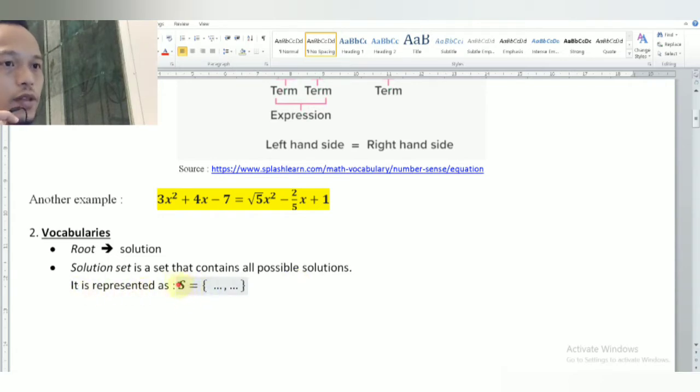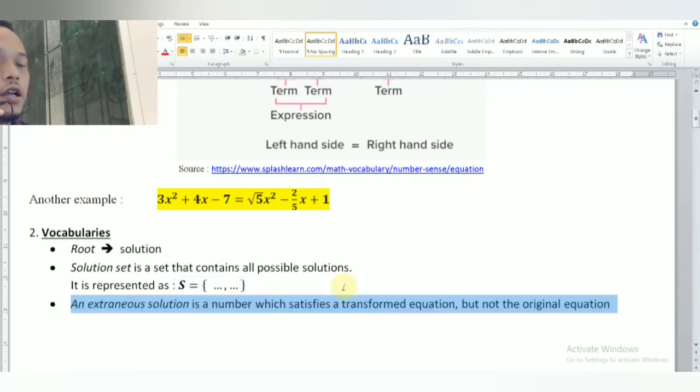It begins with S, representing a solution set, equals, and all the solutions you have, all possible solutions, must be written inside braces. We use braces only for a solution set, not brackets, not parentheses, especially not absolute value signs. Only braces. And then the next vocabulary is one that you will read in the textbook.